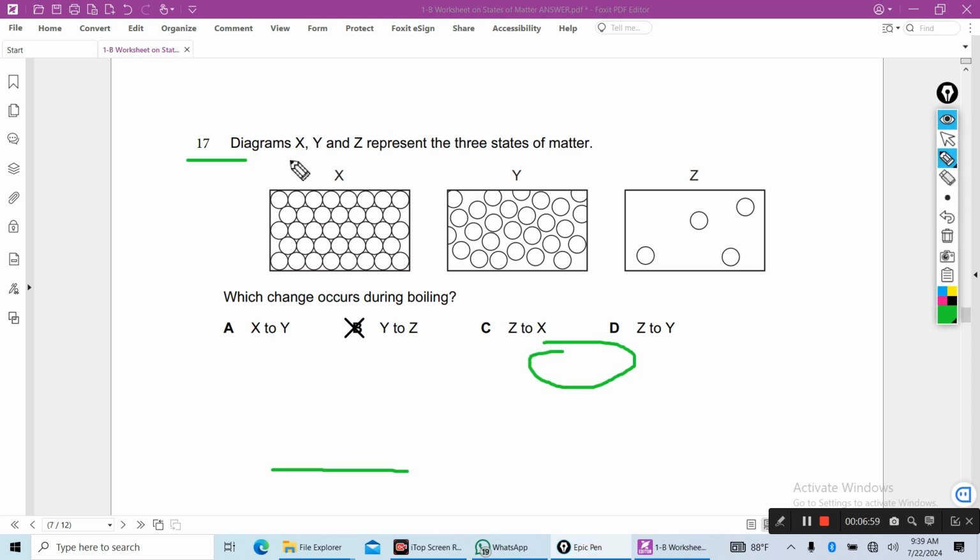Number 17, diagrams X, Y and Z represent the three states of matter. X is solid, Y liquid and Z gas. You see, which process occurs during boiling? So during boiling, you know, liquid goes to gas. So Y will go to Z. Yeah, B is the right answer. Y to Z. When you boil, liquid particles go to gas. Y converted to Z.